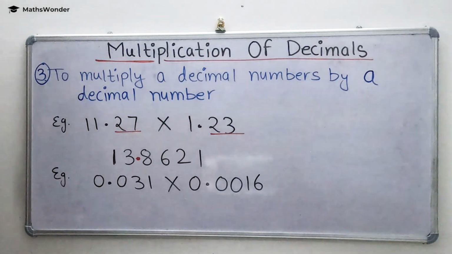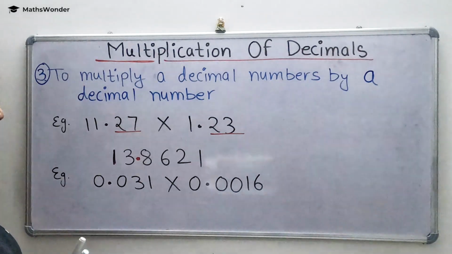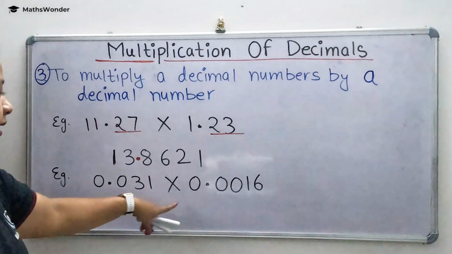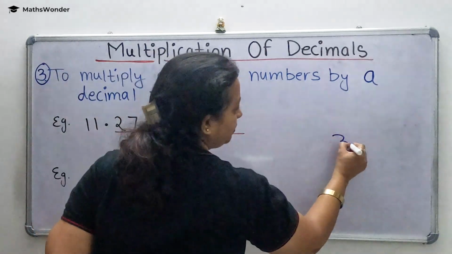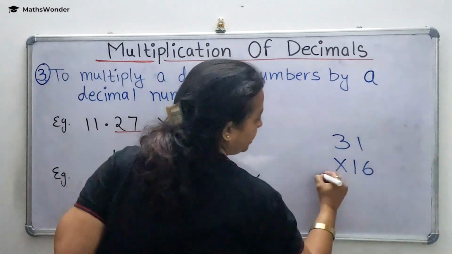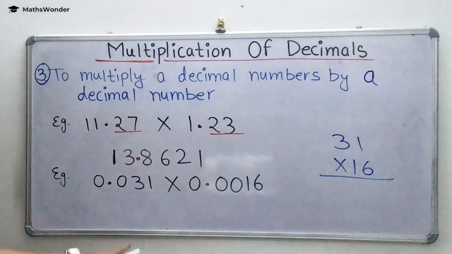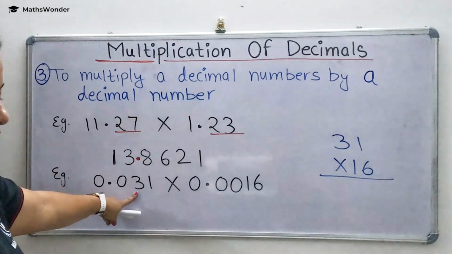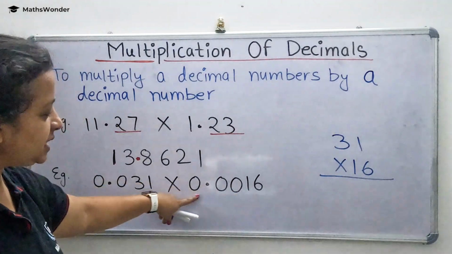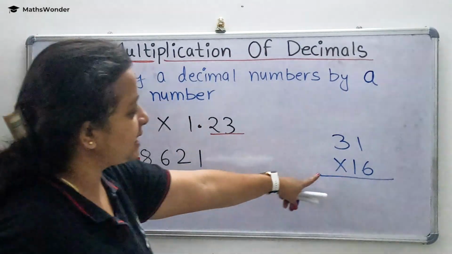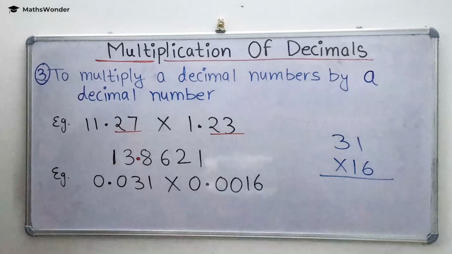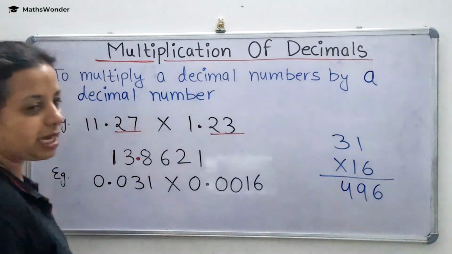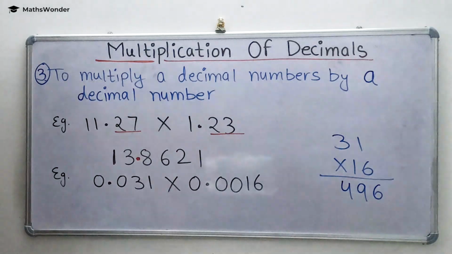This is the second example, but it's a different type. Now the same first step you apply. Ignore the decimal point, multiply the normal numbers as usual, as you know it. Zeros before a number have no meaning, so you take 31 only from here, and here the 3 zeros are of no use, only take 16. So 31 times 16 will be 496. Okay, you can check also, right?